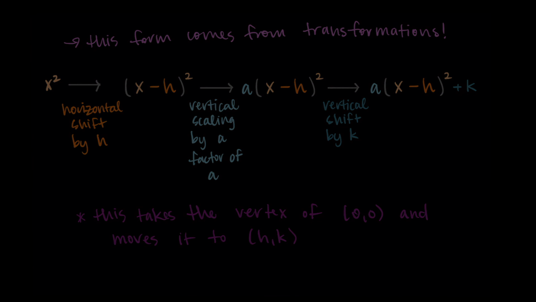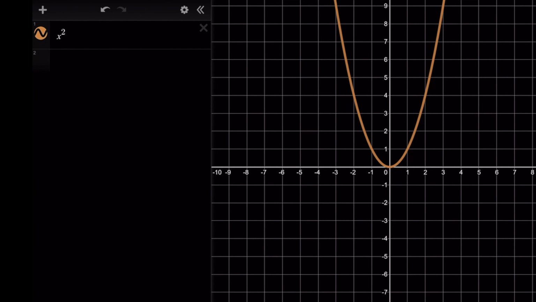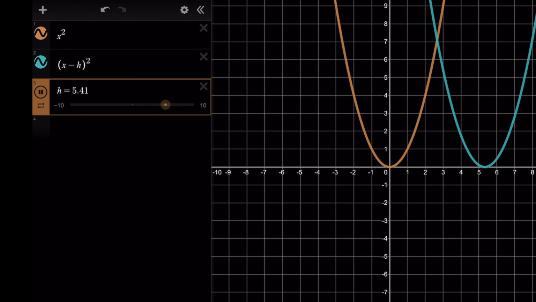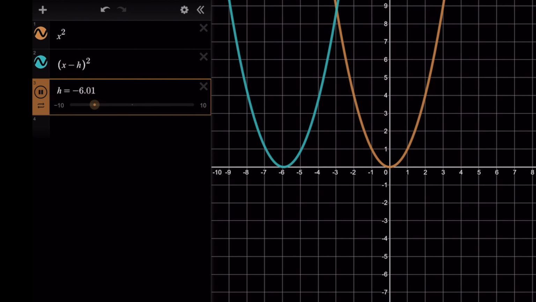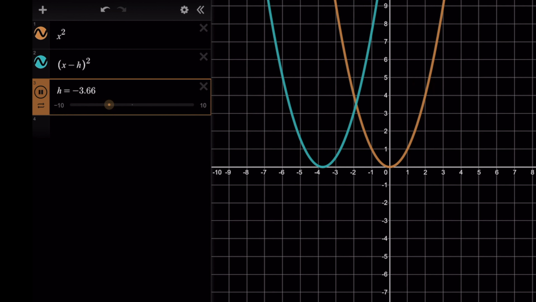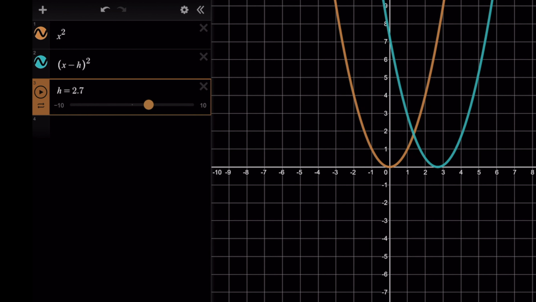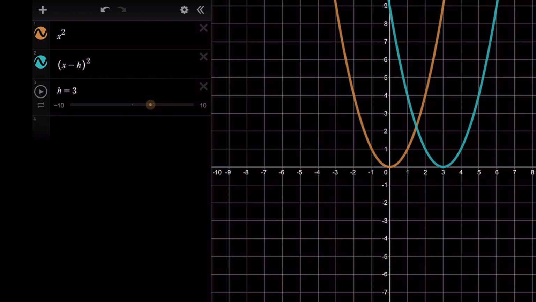Using Desmos, we can explore what this looks like. I've graphed it here so that we can try some different values for a, h, and k. First, as we input an h value, the function is shifting horizontally. I'm going to use h as 3 for our demonstration here. So if we have x minus 3, this is a shift to the right by 3.